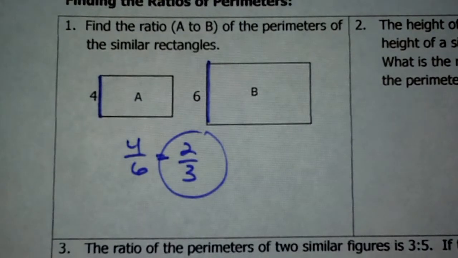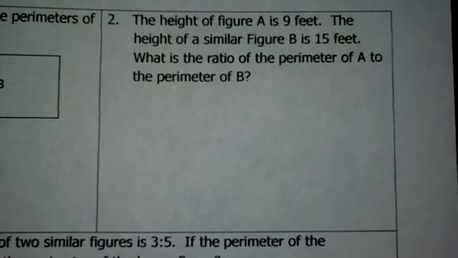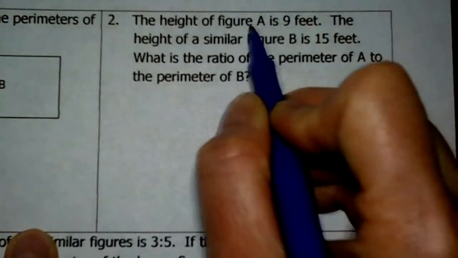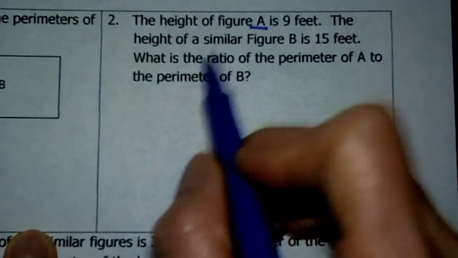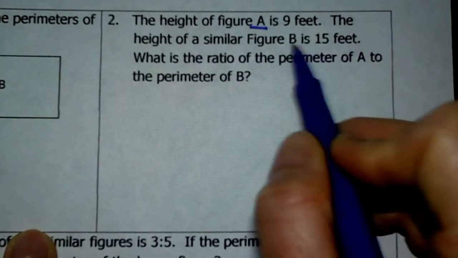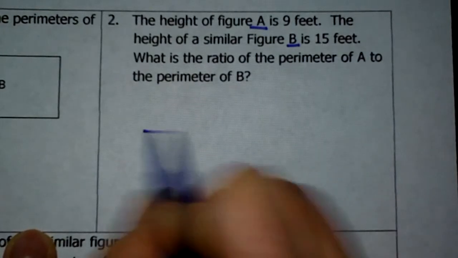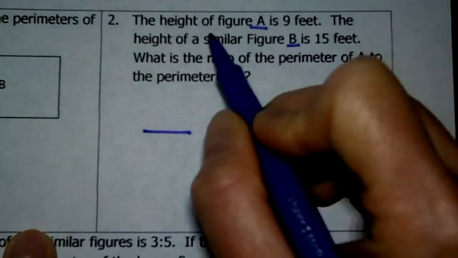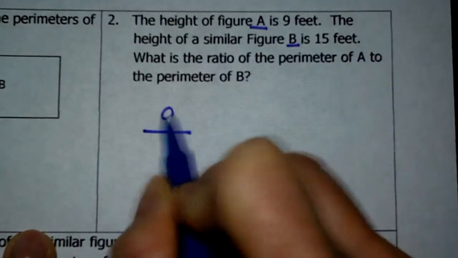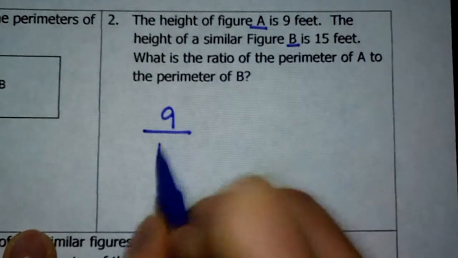Hopefully so far so good. For number 2, I didn't give you a picture. Sometimes you will just have words, and I want you to be prepared for all situations. The height of figure A is 9 feet. The height of a similar figure B is 15 feet. What's the ratio of the perimeter of A to the perimeter of B? So I want A to B again. I'm going to set up a ratio here. It says the height of A is 9. The height of B is 15.